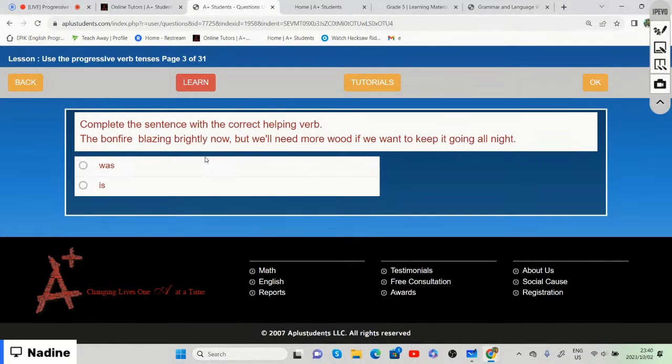And is it showing the present? Is it showing the past? Or is it showing the future progressive tense? The bonfire blazing brightly now. If you look at the word now, does the word now tell us that it is in the present? Does it tell us it is in the past, it happened already, or in the future that it will still be happening?